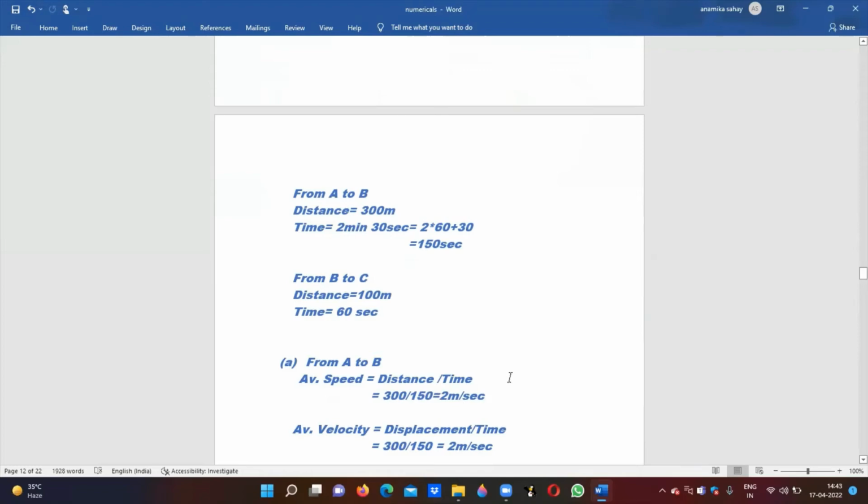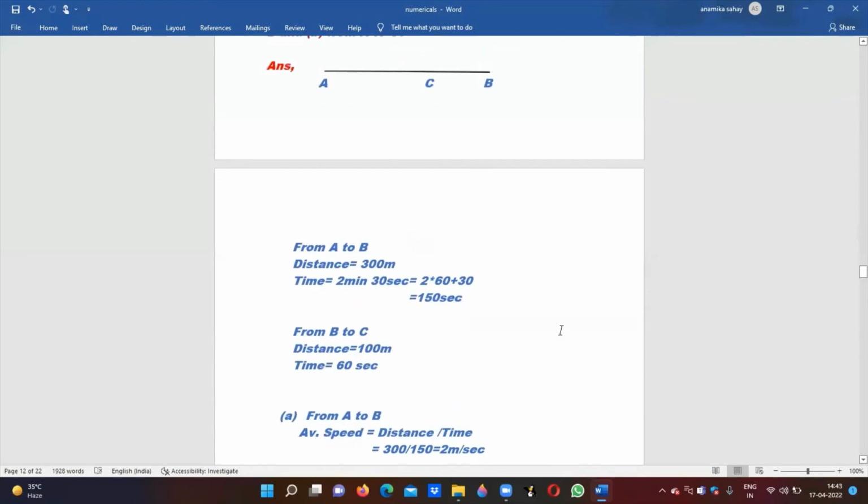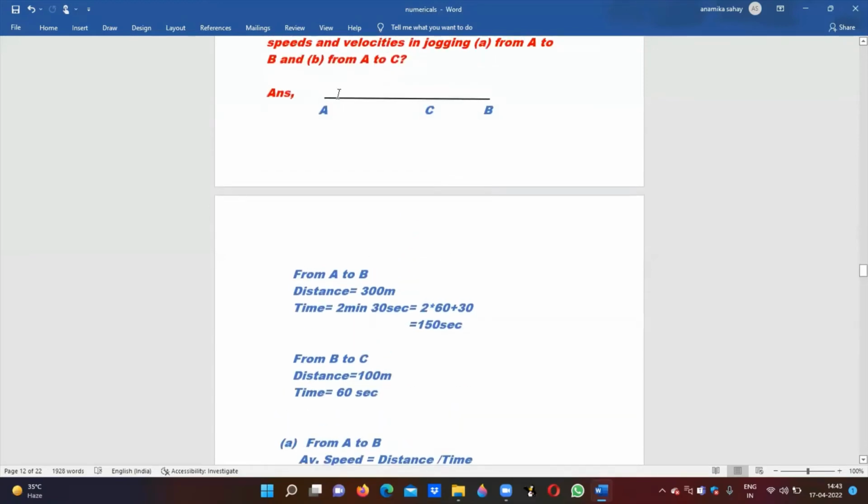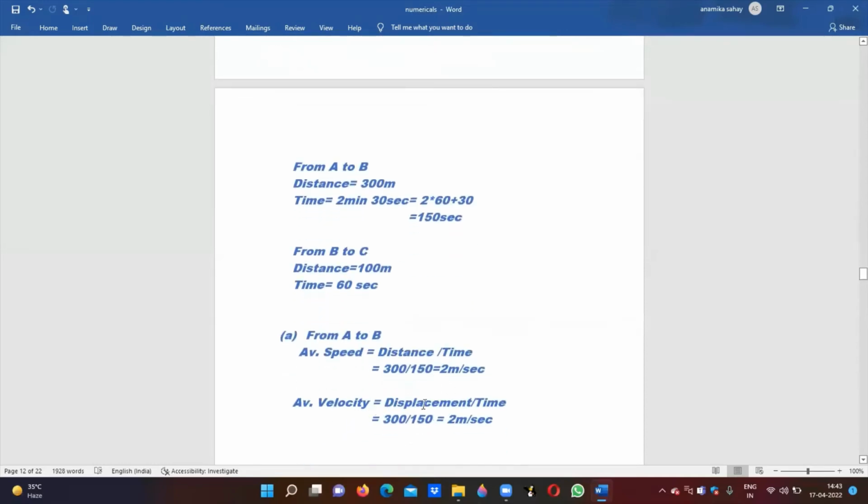For average velocity, in this case displacement and distance are both the same. From A to B there is no other shortest distance, so the displacement and distance are the same. So average velocity is displacement by time, that is 300 by 150, which is 2 meters per second.